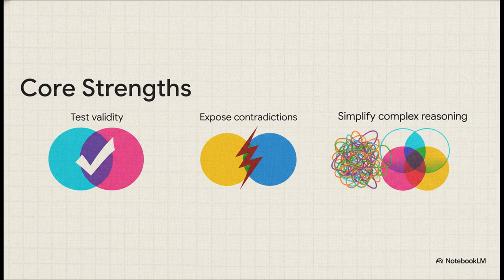And third, it simplifies complex reasoning. Our brains process spatial relationships incredibly efficiently. So, by mapping propositions to areas, we completely offload the cognitive burden of trying to hold multiple, conflicting sentences in our heads. It makes abstract logic totally accessible and actionable.